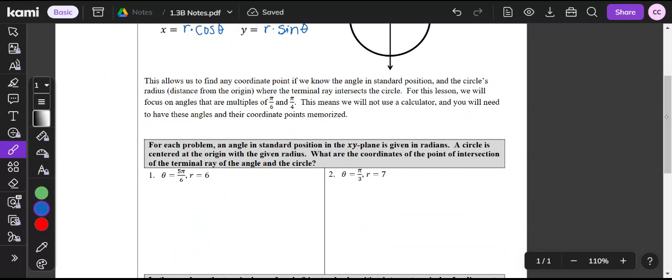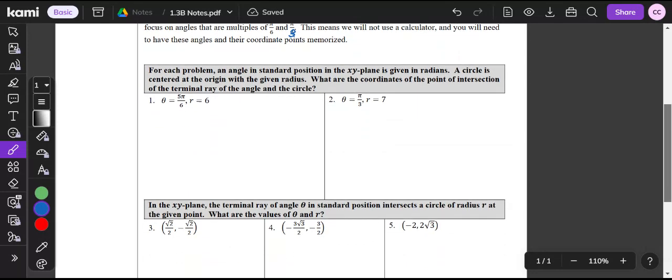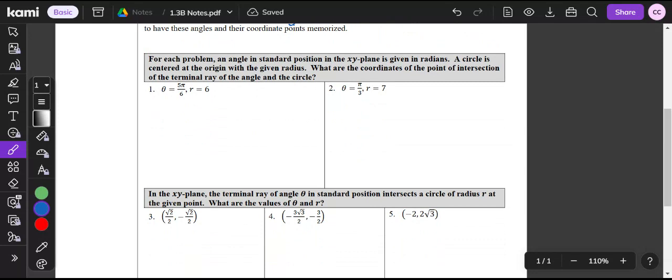All right, very good. Now, in this little video, we're going to be focusing mostly on the pi over 6 and the pi over 4 degrees. Ooh, that's actually a typo. Sorry. Pi over 6 and pi over 3 radians. Okay, there we go. Let's look at these first two problems here. It says for each problem, an angle in standard position in the xy plane is given in radians. A circle is centered at the origin with the given radius. What are the coordinates of the point of the intersection of the terminal ray of the angle and the circle?